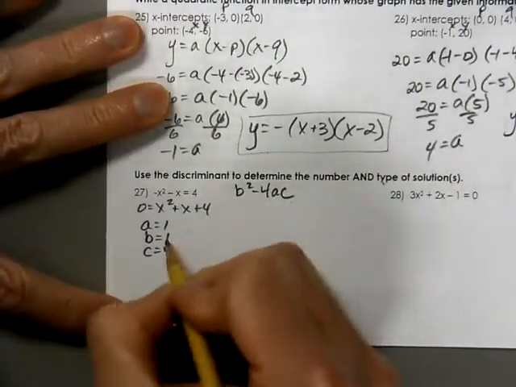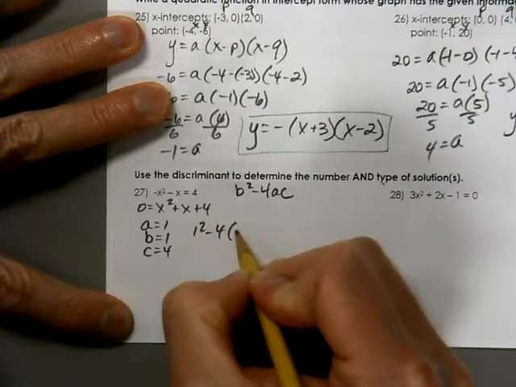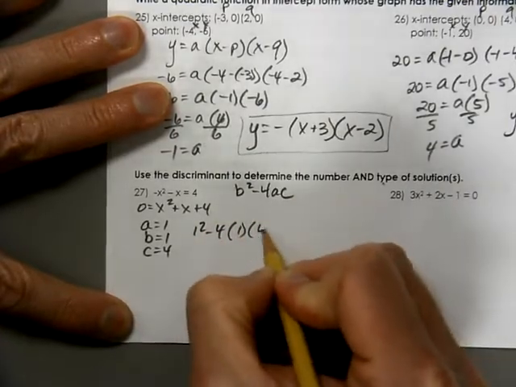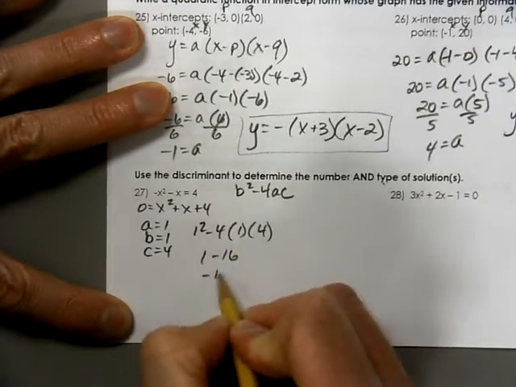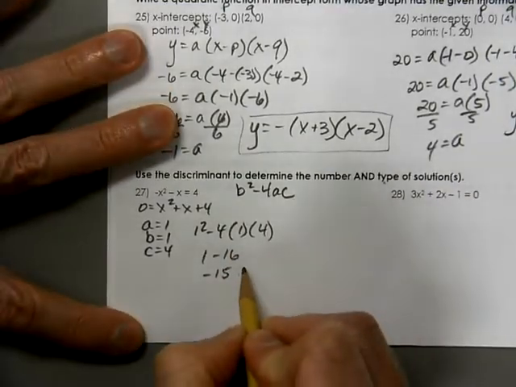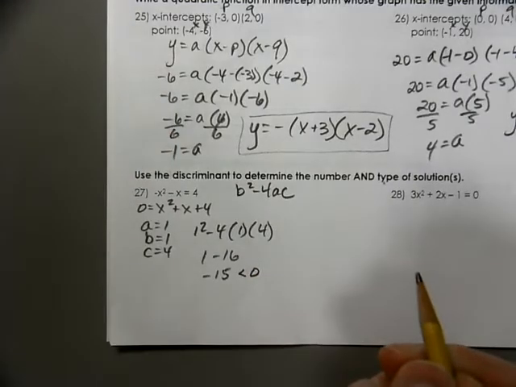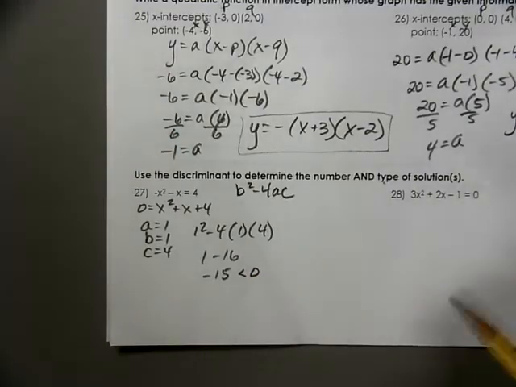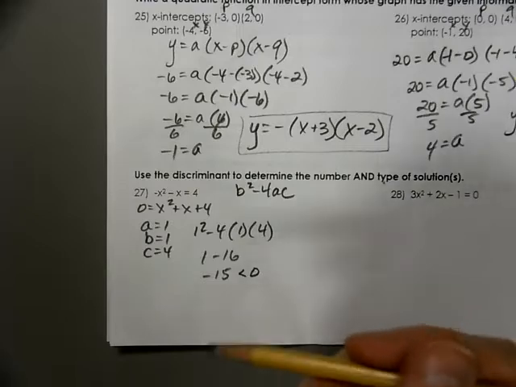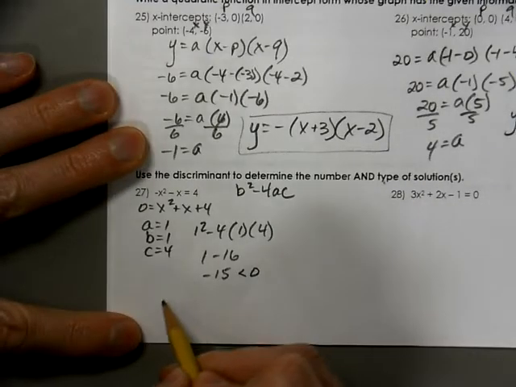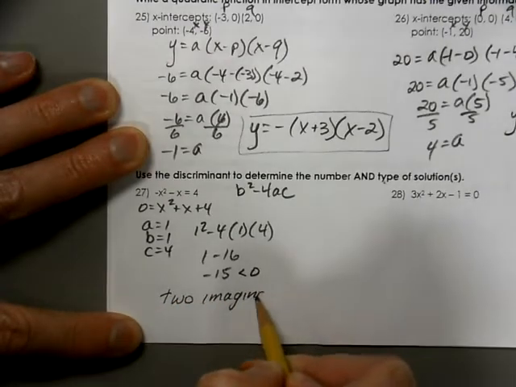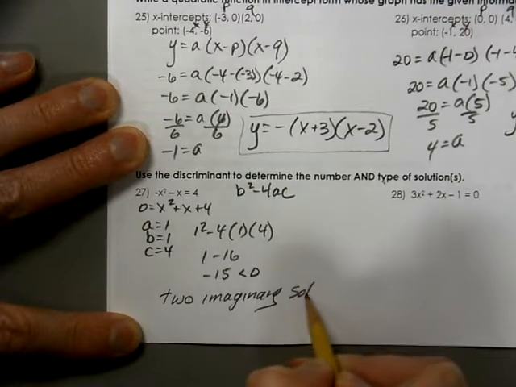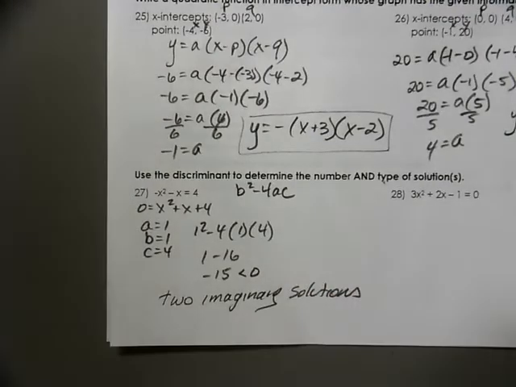So 1 squared minus 4 times 1 times 4 gives us a negative 15. Well, negative 15 is less than 0. So think about the square root. If you take the square root of a negative number, you get an imaginary answer. So we're not going to have any real answers. We're going to have 2 imaginary solutions.